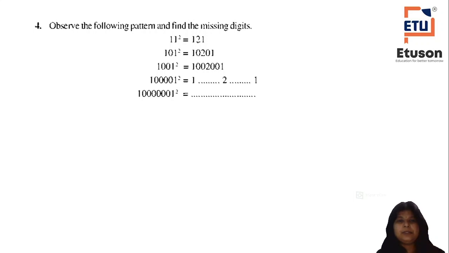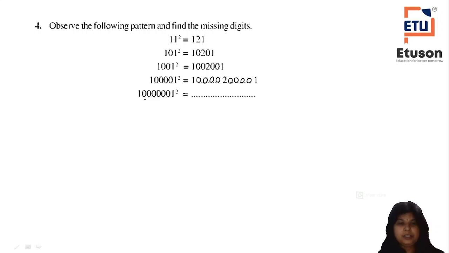So, you have 11 square. 11 square, you know, is 121. If you put a 0 in between, the answer is 10201. If you put 2 zeros, you will have 2 zeros in between 1, 2 and 1. If you have how many zeros? 1, 2, 3, 4. So definitely there will be 4 zeros before 2, and 4 zeros after 2. Okay. So similarly, you just have to count and find out the value.